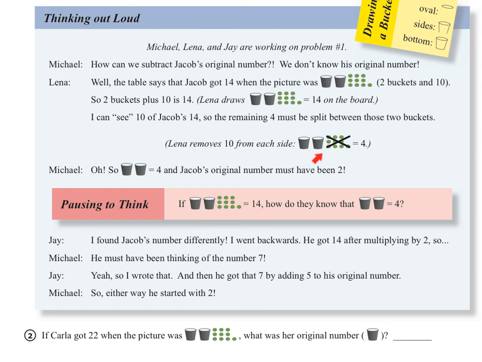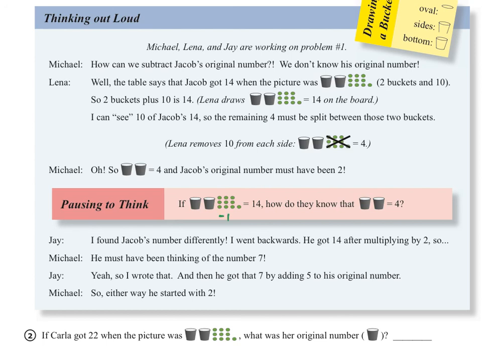So then she takes away 10 from both sides. So she ends up with 2 buckets. It has to be equal to 4. And Michael says, oh, so 2 buckets equals 4, and Jacob's original number must have been 2, because 2 plus 2 would be 4. So pausing to think, if this equals 14, how do they know that just 2 buckets equals 4?